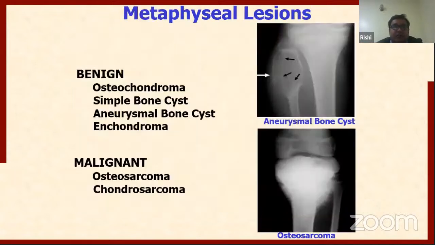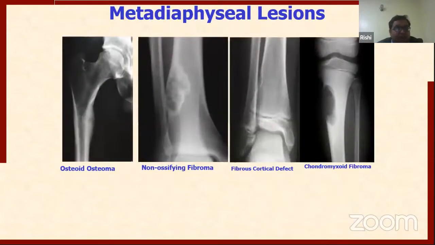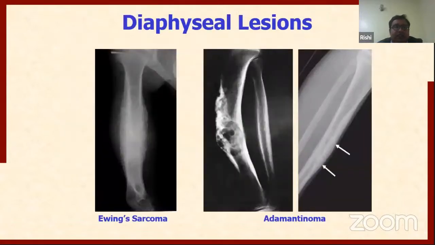And among metaphyseal tumors, benign ones like simple bone cyst, aneurysmal bone cyst and enchondroma are more common. Malignant ones like osteosarcoma and chondrosarcoma can also be metaphyseal lesions. But simple bone cyst in the elderly, in a skeletally mature person, you can find more towards the diaphysis. Osteoid osteoma, non-ossifying fibroma, fibrous cortical defect and chondromyxoid fibroma are usually metadiaphyseal lesions. And as we all know, Ewing sarcoma, adamantinoma and osteofibrous dysplasia are diaphyseal lesions.